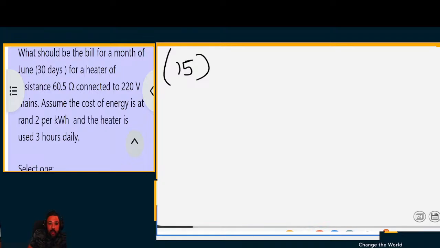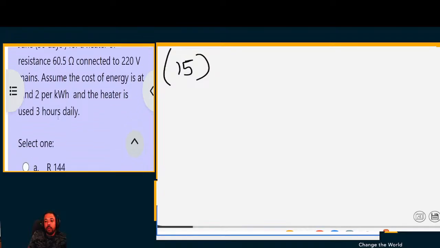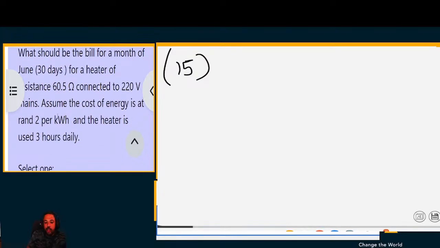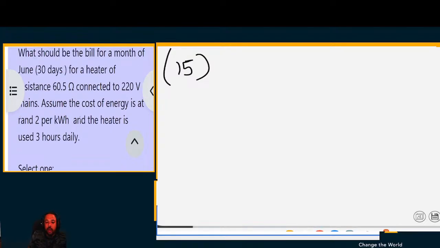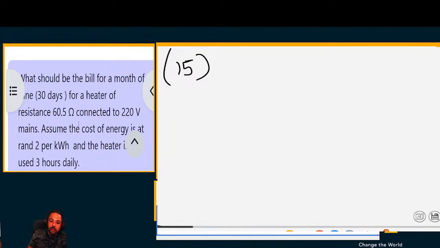So we have a heater, it's on for 30 days, it has a resistance of 60.5. Remember, things like kettles, heaters and geysers should have high resistance elements so that they can produce heat. It's connected to a 220 volt mains power supply. Assume the cost of energy is 2 rand per kilowatt hour, and the heater is used 3 hours daily.